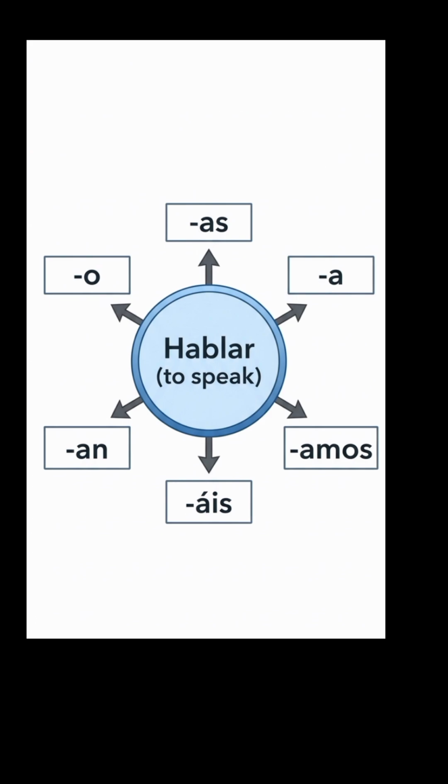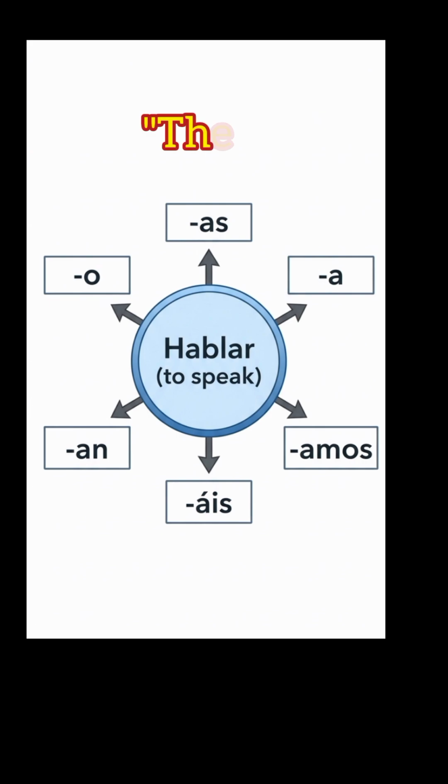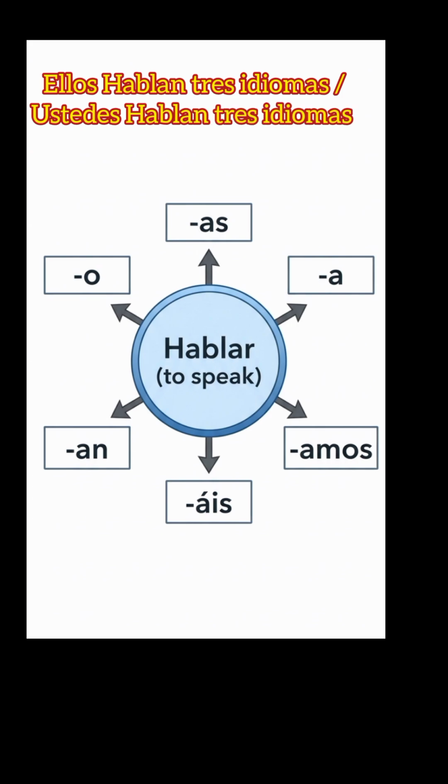The next suffix is an. So applying the same formula will give us hablan. So we use it with them. Example: ellos hablan 3 idiomas, or ustedes hablan 3 idiomas, which means they speak 3 languages.